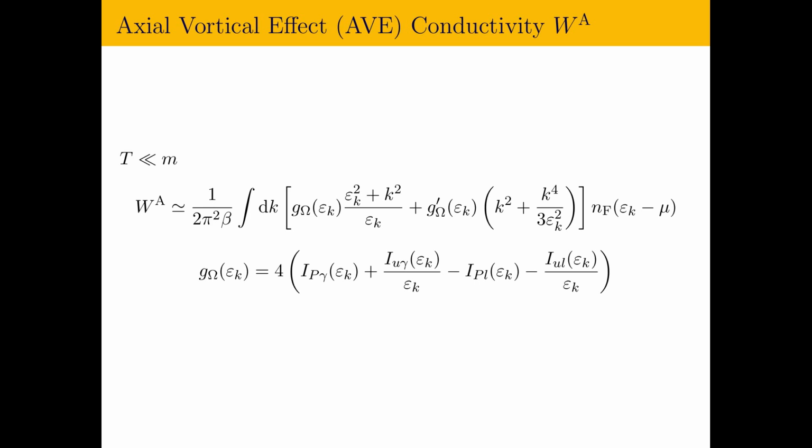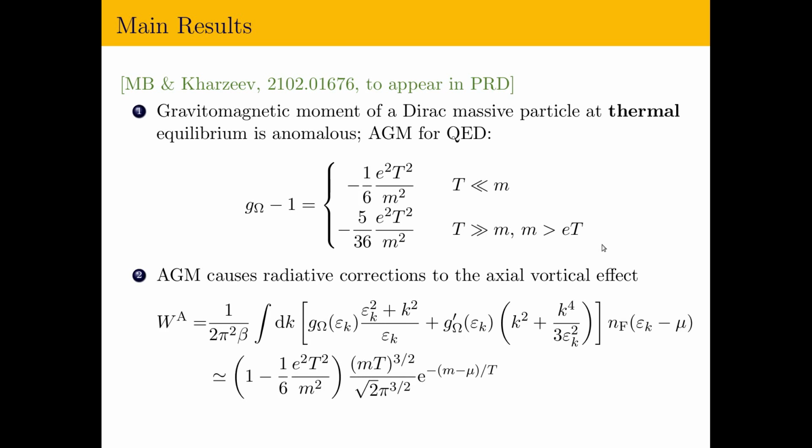The effects of interaction above some energy scale, short distances, are contained in the form factors, which we renormalize at finite temperature and result in the gravitomagnetic moment. The low energy contributions, large distances, are collected into the thermal averages of one-particle states, which correspond to an expansion in T over m. I conclude by showing you the summary of the main points.